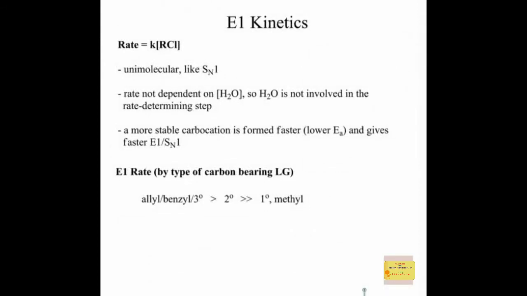Let's take a look at the kinetics for the E1 mechanism. Because it has the same slow rate determining step as the SN1 mechanism, it has the same rate expression. The rate is proportional to simply the concentration of the alkyl halide, and that's all you need to lose your leaving group. And so that's why it is described as unimolecular, like SN1. The E1 and the SN1 are both referring to the fact that just a single species is present during the rate determining step, and its concentration is directly proportional to the rate of the reaction.